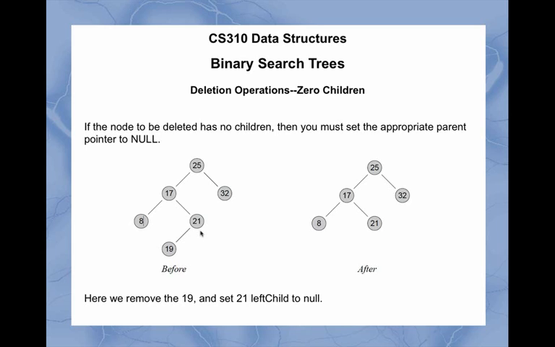We found it. Now we can test to see that the left and right children are null. So if left child equals null and right child equals null, then we have a node with no children. Then all we have to do is check, and if we went left, then parent.left gets null. Otherwise, parent.right gets null. So essentially we sever this link and we're done.